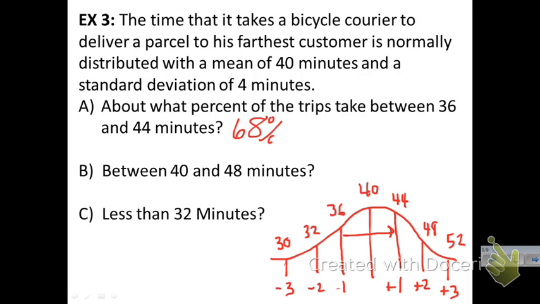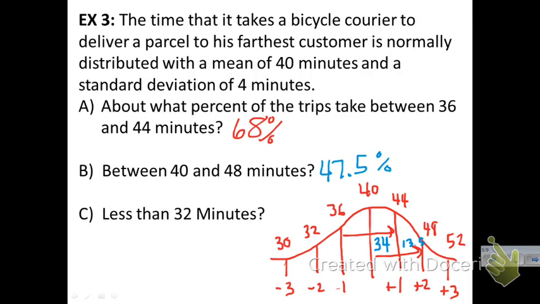68% of the data. Okay, between 40 and 48, this you have to break up your data just a little bit. If you remember that half a standard, if you only go one in one direction, it was 34%, and then it was 13.5%, so we're going to add those to get 47.5%. And the last one says less than 32 minutes.